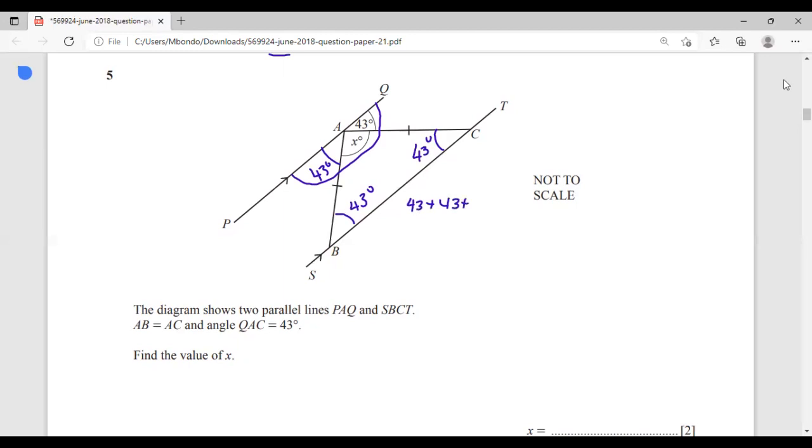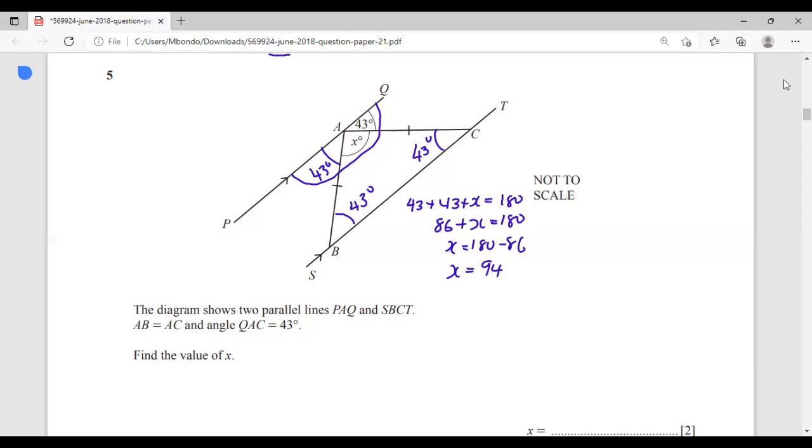So we're going to add those. 43 plus 43 plus x is equal to, what do we get? What are we getting, ladies and gentlemen? This is going to give us 86 plus x is equal to, what do we get? This is going to give us 180. So now we're saying x is equal to 180 minus 86. And x is going to be, what do we get?